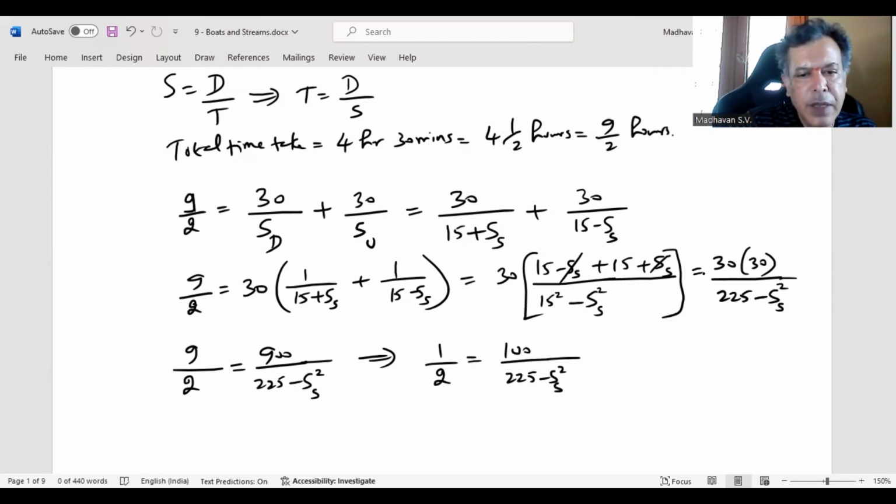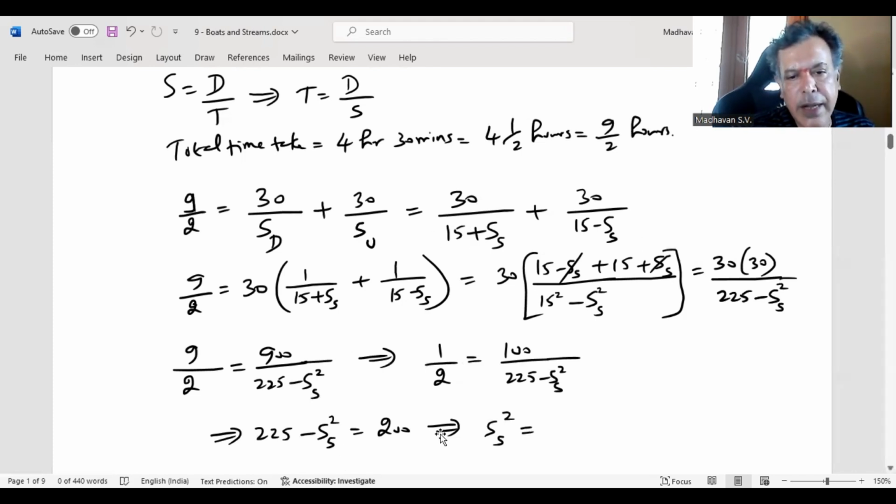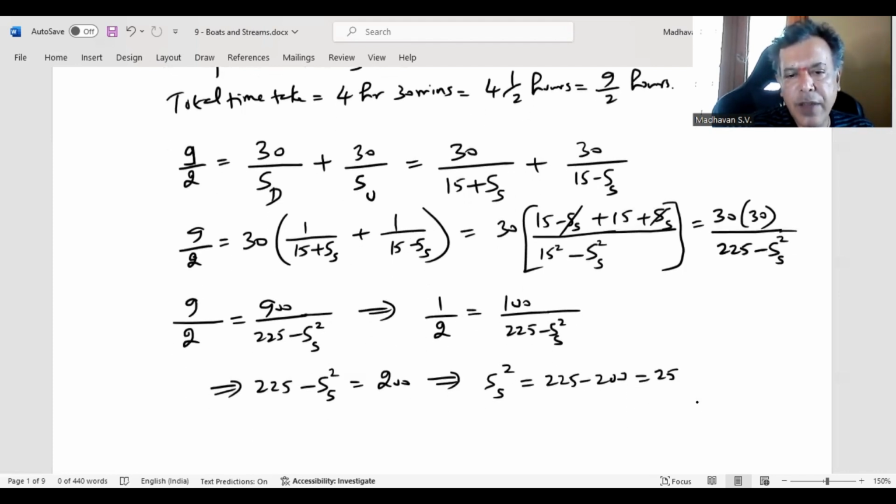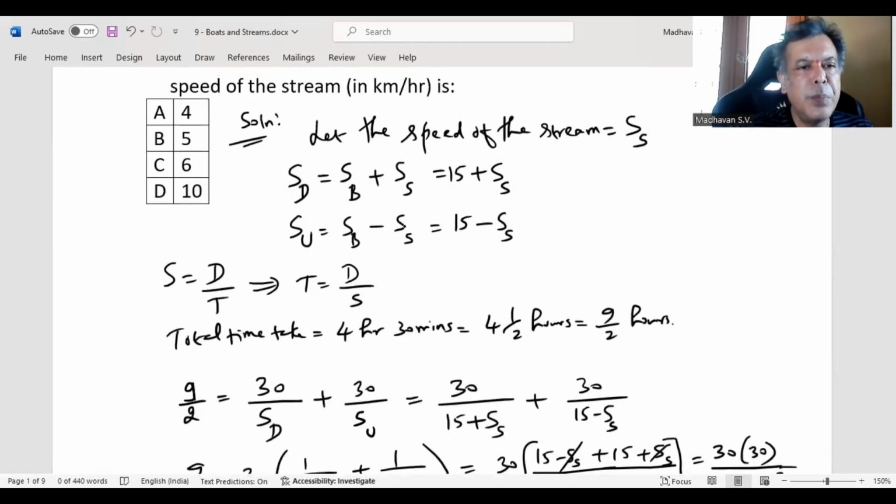Cross multiplying, we get 225 minus SS square should be equal to 200. Taking 200 to the left hand side and SS square to the right, it becomes 225 minus 200, which is 25. Means the speed of the stream square is 25. Speed cannot be negative, so SS will be root of 25, which is 5 kilometer per hour. That will be the solution. So our option is B.